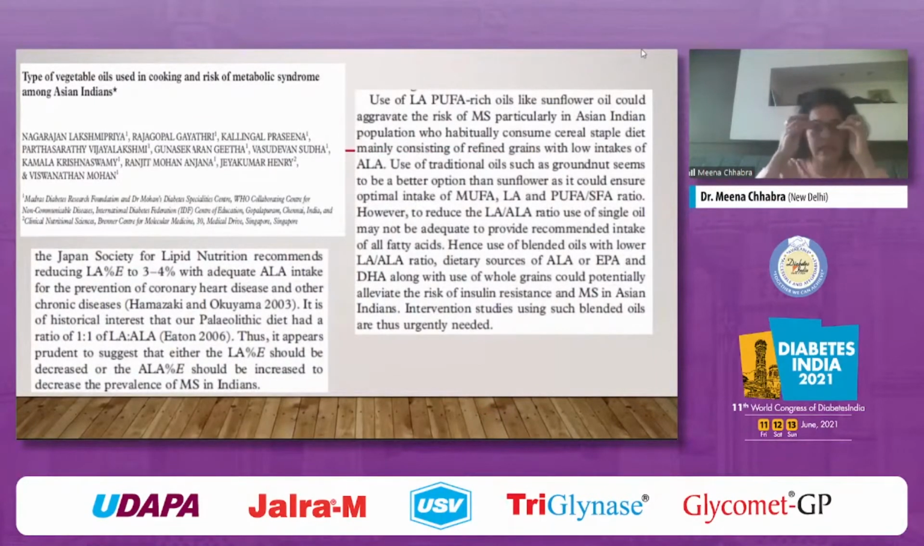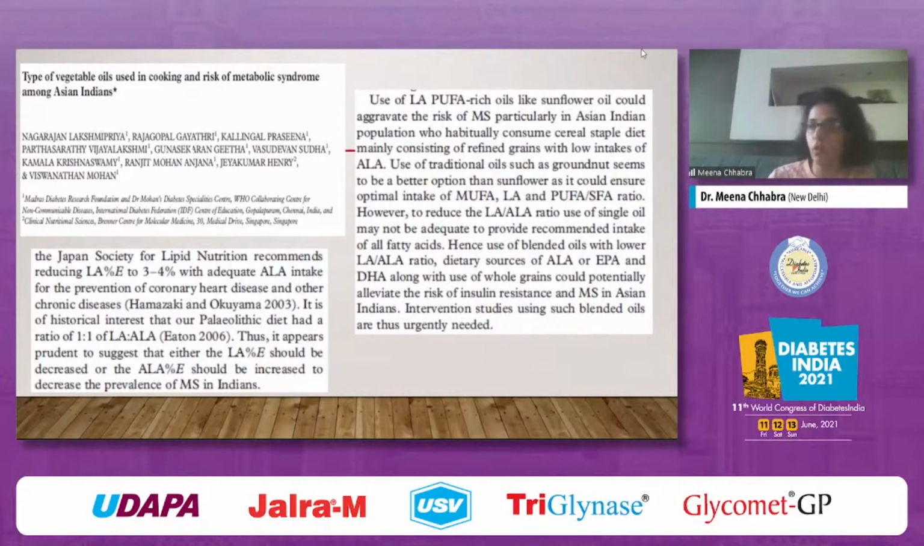Now, in this study, this is from Dr. Mohan's group. It was found, the patients were divided into 3 groups, and it was found that sunflower oil, which is polyunsaturated fatty acid rich, could aggravate the risk of metabolic syndrome, particularly in the Asian Indian population. And why does this happen? Because Asian Indians, we habitually consume cereal and mainly refined grains with low intake of ALA.